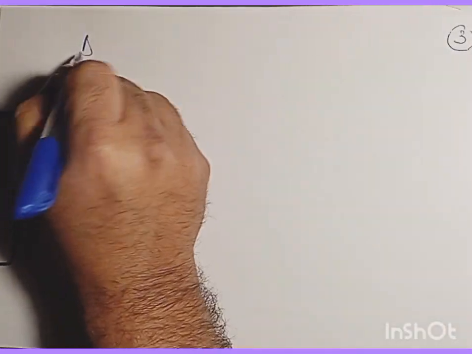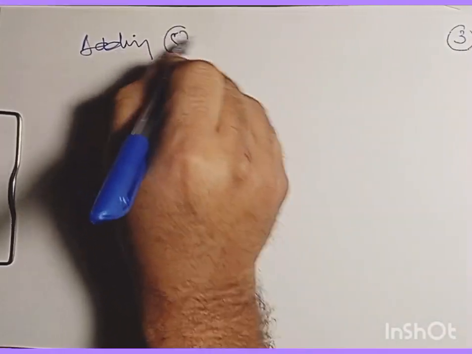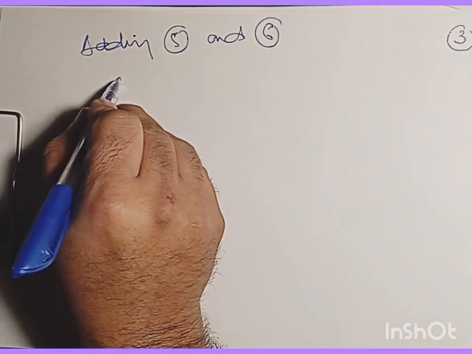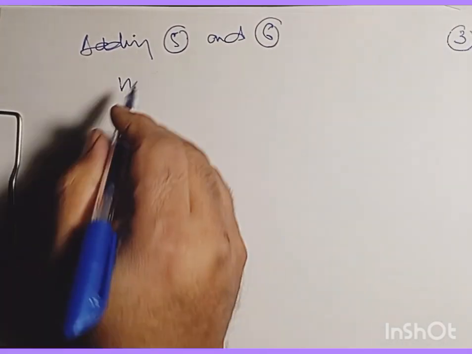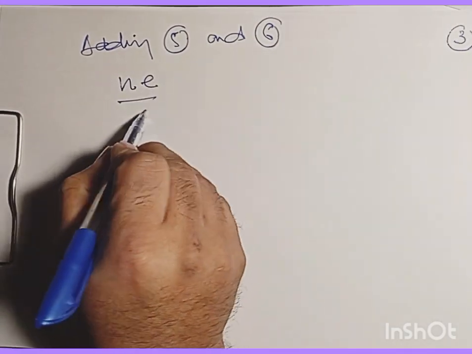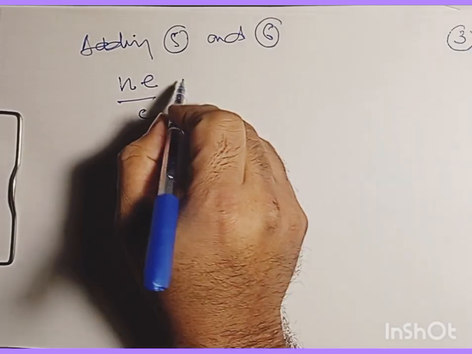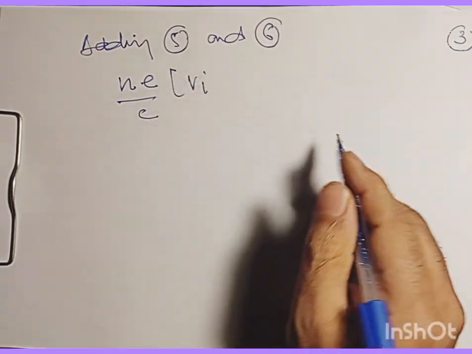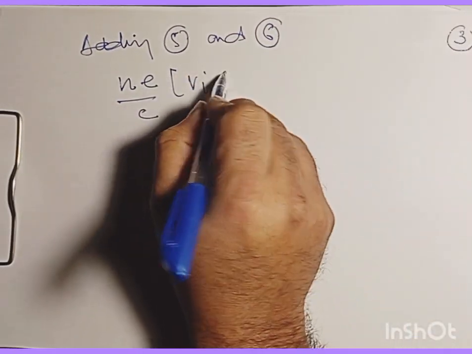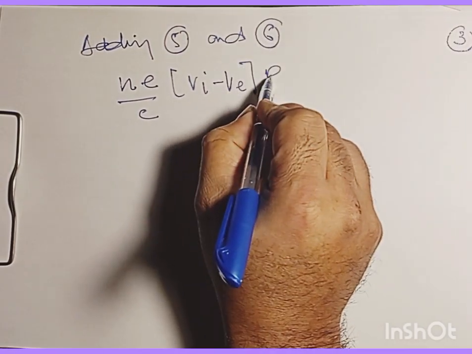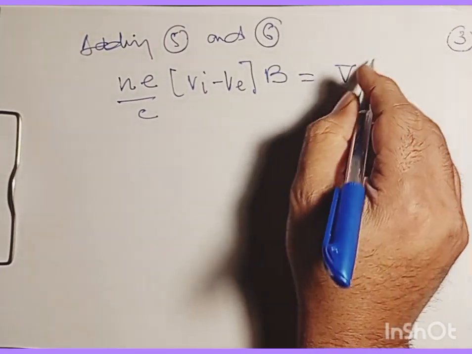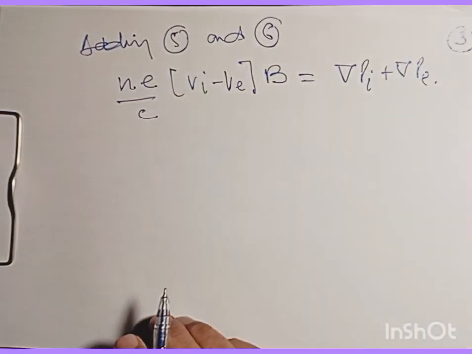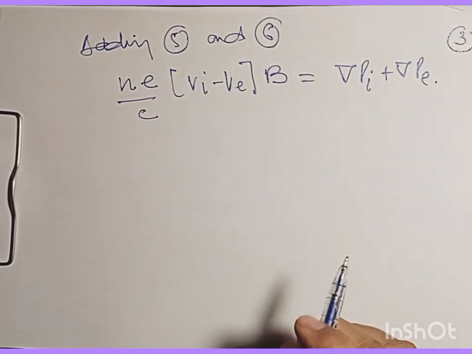So adding 5 and 6, what are we going to get? We are going to get n is common. Okay, then we have e by c, and what we'll get is (Vi minus Ve) times B is equal to delta Pi plus delta P electron. And this should be the outcome of all this, right?